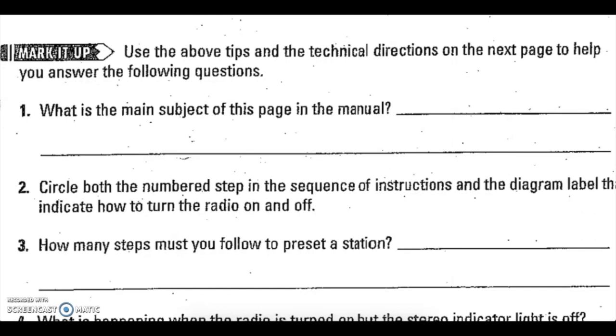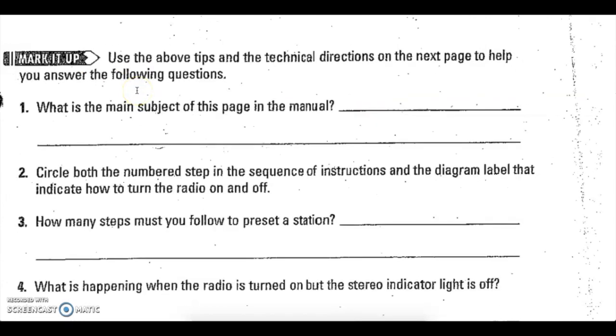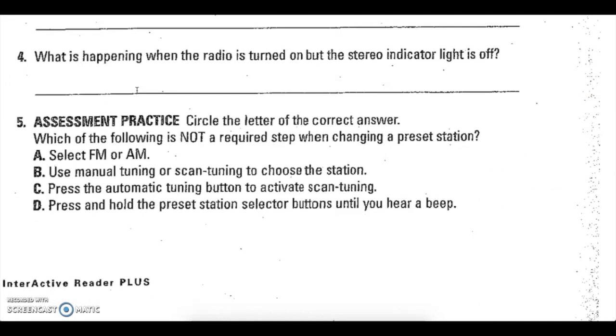What is the main subject of the page in this manual? Circle both the numbered step in the sequence of instructions and the diagram label that indicate how to turn the radio on and off. How many steps must you follow to preset a station? What is happening when the radio is turned on but the stereo indicator light is off?